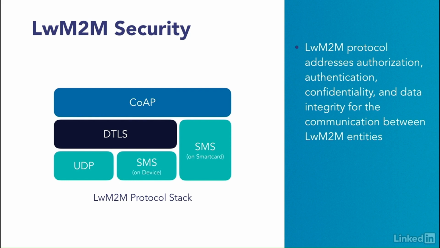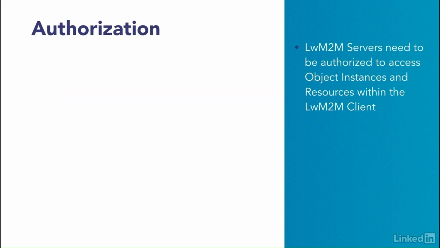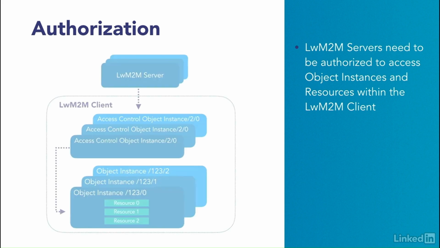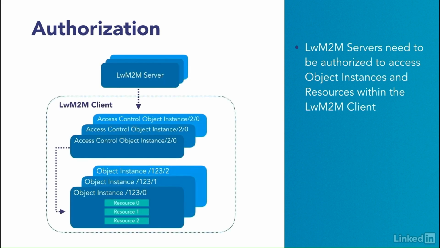Now, let's see the essential security features. Generally, authorization is used to determine, after authentication, which servers can do what with the client's resources, and is implemented by the access control policies. An authorization process here is required when lightweight M2M servers need to be authorized to access object instances and resources within the lightweight M2M client. This is provided through the access control object instances within the lightweight M2M client.